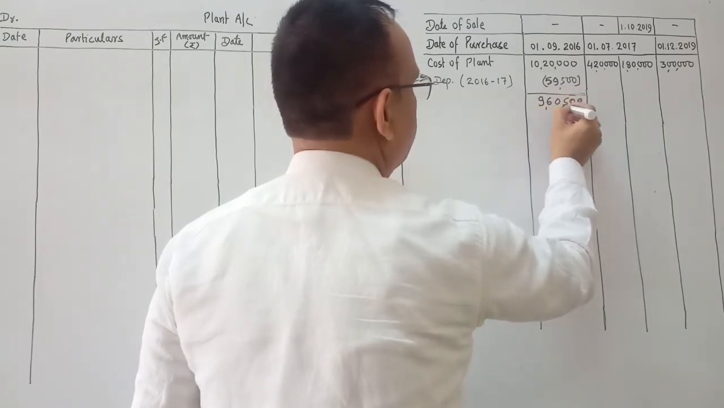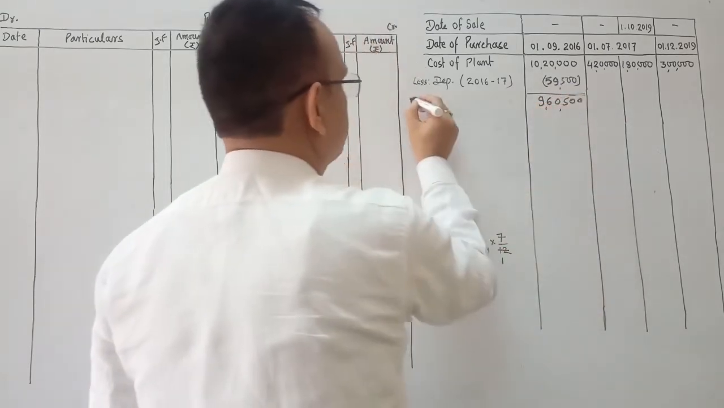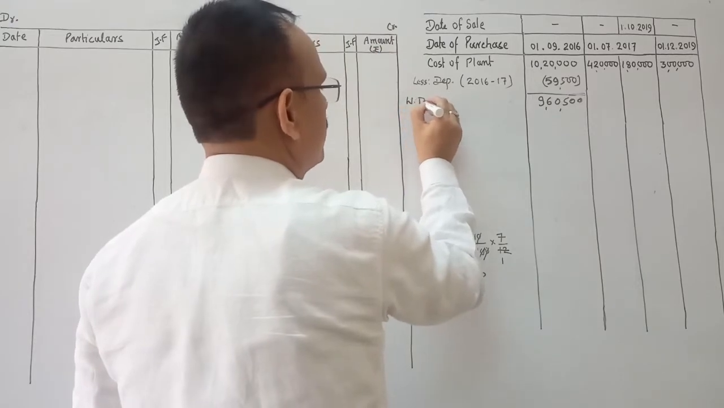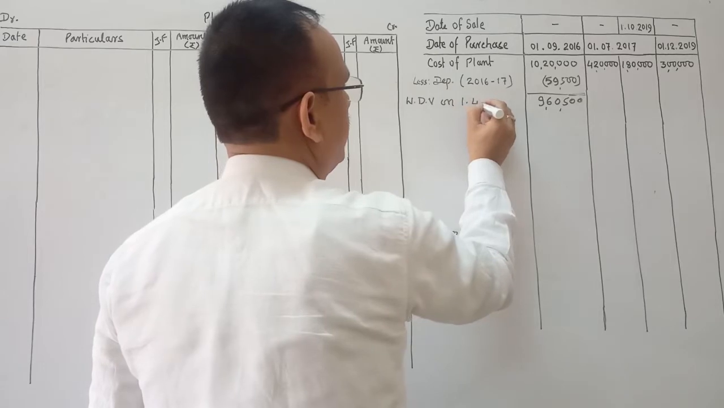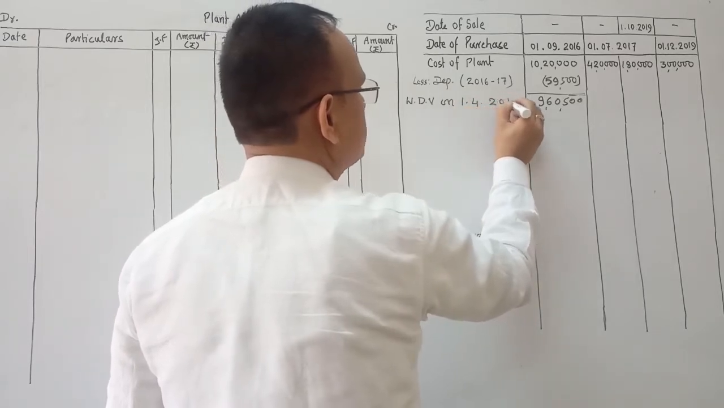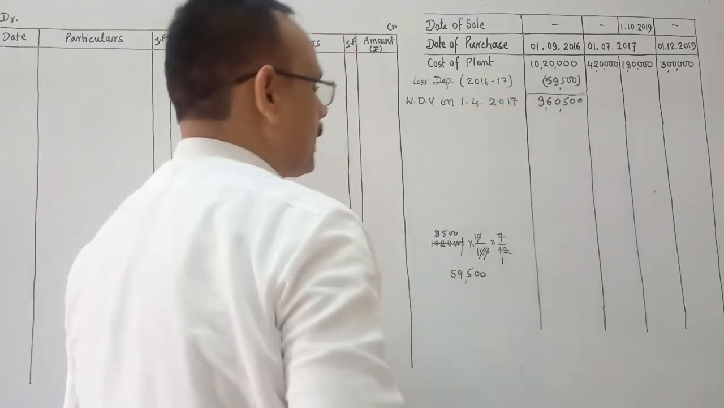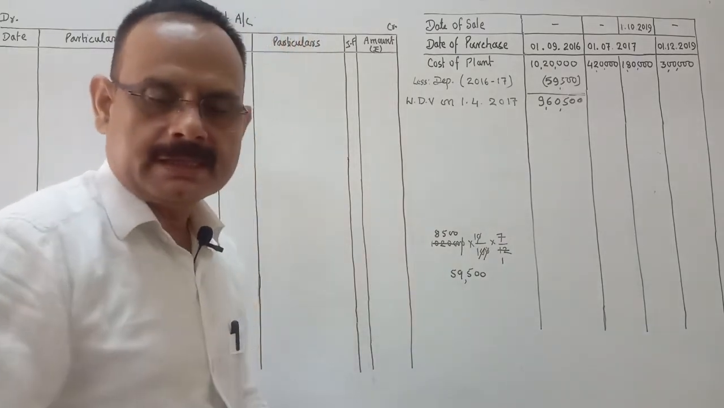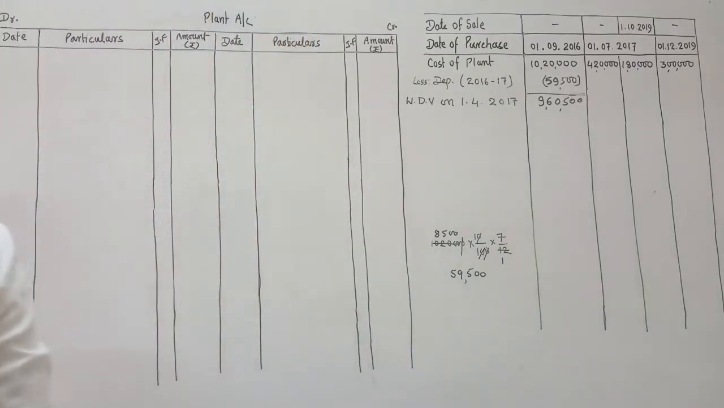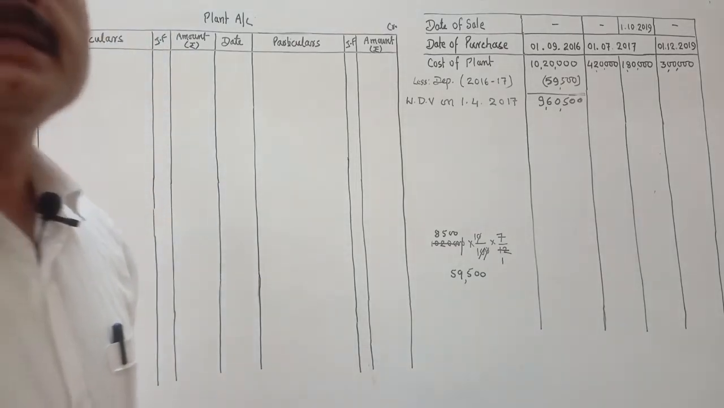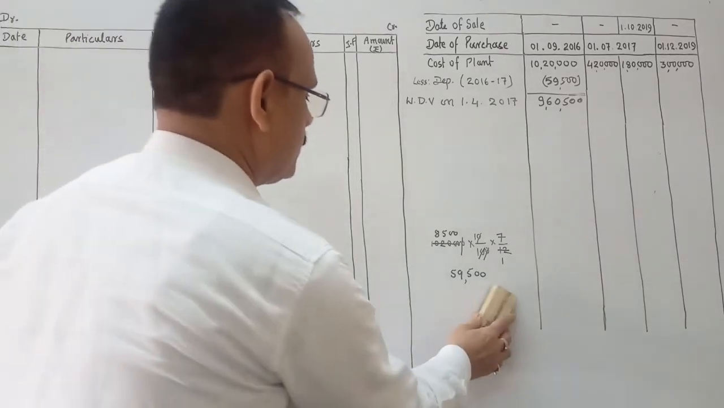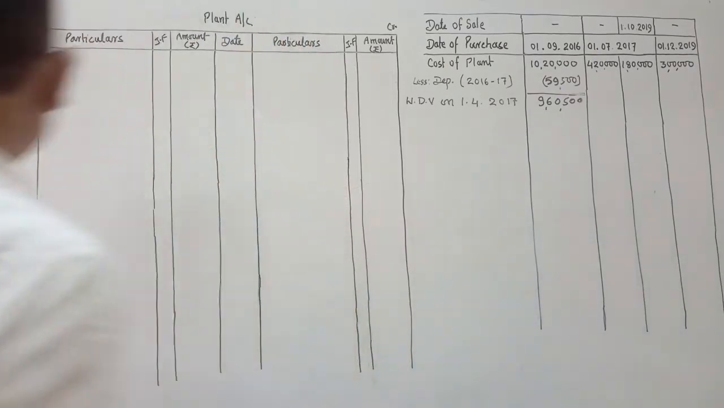9,60,500. So this is the written down value on 1st April 2017. Written down value on 1st April 2017. So this calculation is clear.